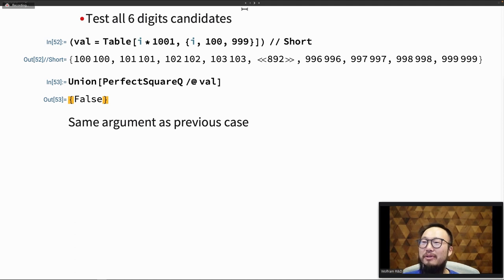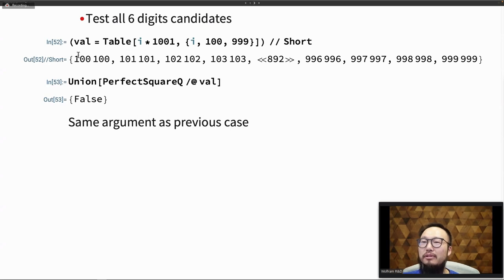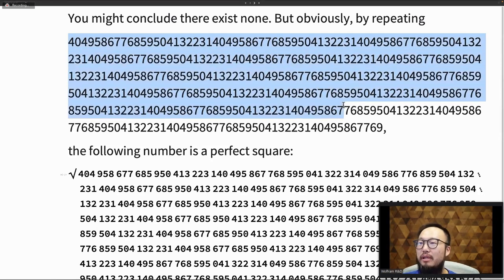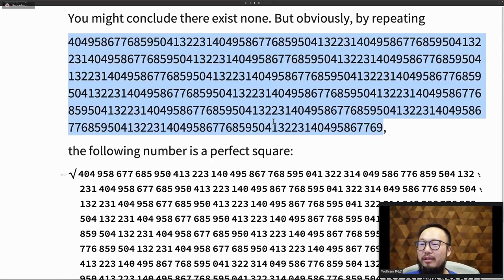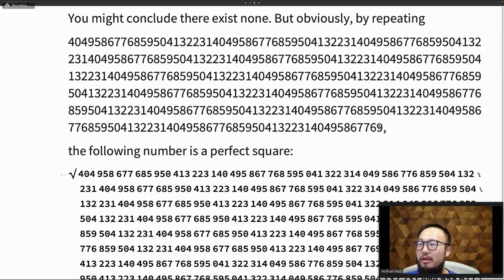Now we're going to give you a perfect square, and then you do that. If you test a million numbers and none of them are right, you feel like, well, probably nothing exists. But very obviously, if you plug this number in the calculator, you repeat that number and take the square root of that number. So let me show you how to type this number.